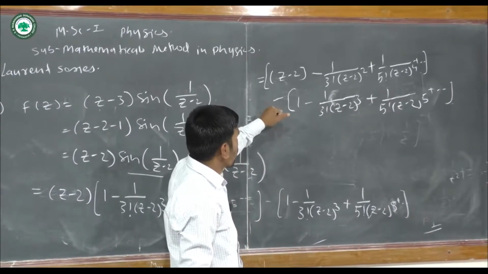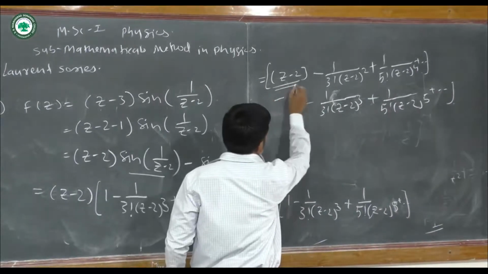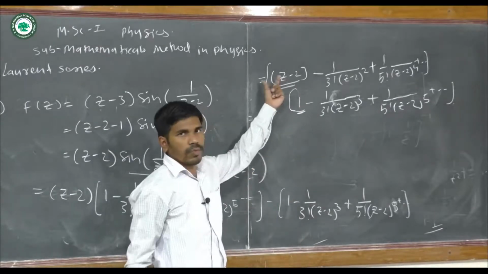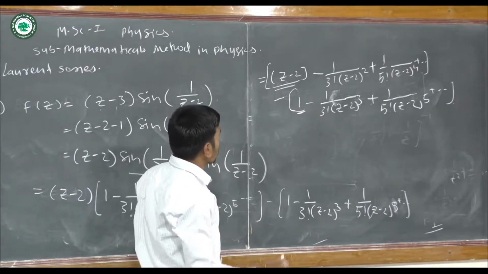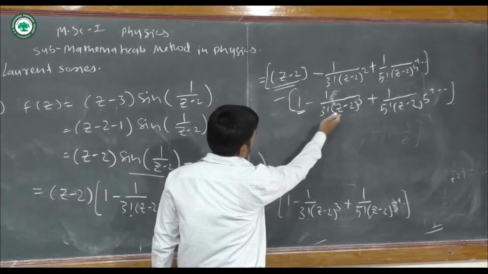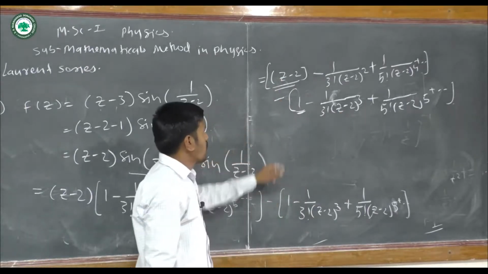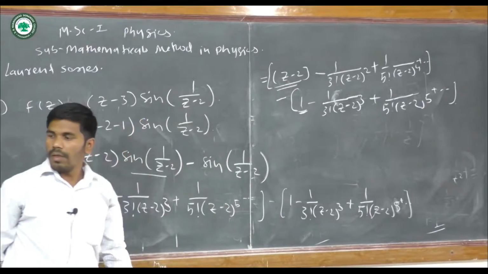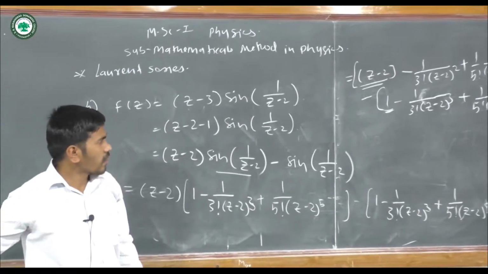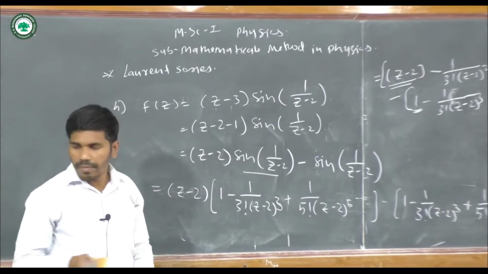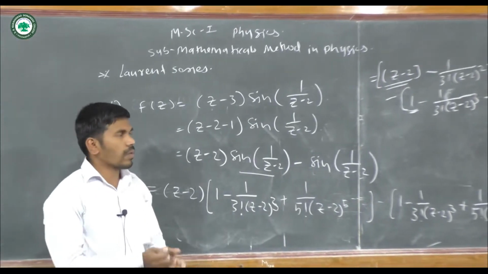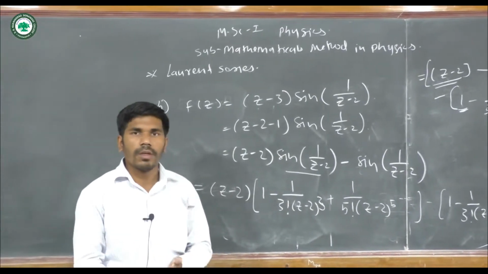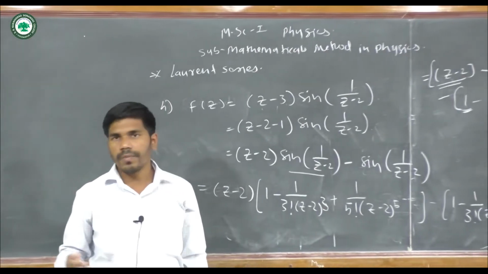If you observe these terms, this one, this one and the z − 2 term are the analytic part, and the other is the principal part. So the singularity is z = 2 with order 1. This is about the Laurent series. In the next lecture we will discuss this singularity in more detail. Now let's stop here. Thank you.